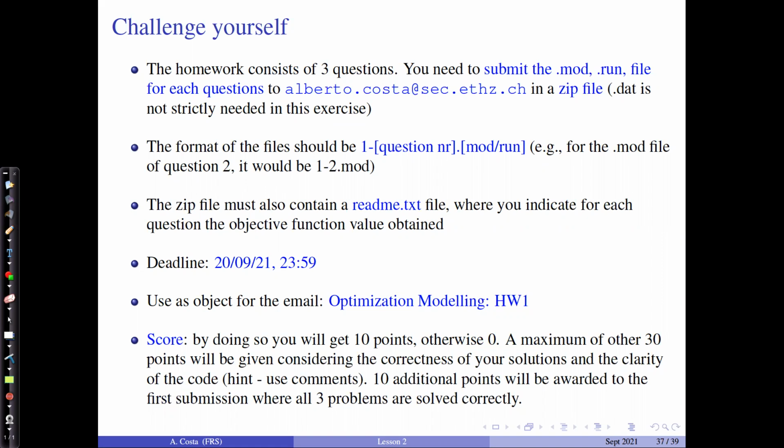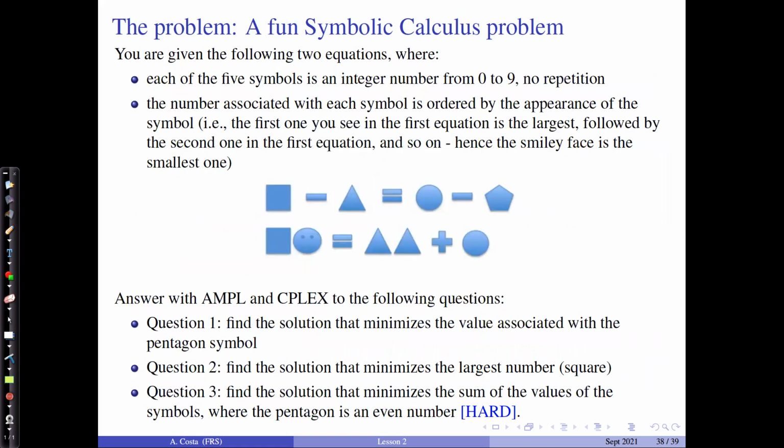So what is the question now? This is the problem. Okay, let's go through it together. You see here there are 2 equations, but they are not equations with numbers. They are equations with symbols, okay? What does it mean? It means that this will be a number, this will be a number, and so on. Each of the 5 symbols is an integer number from 0 to 9, with no repetition, meaning that if this is 1, this one cannot be 1, okay?